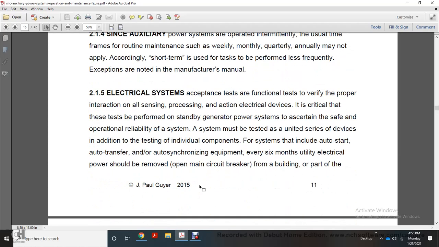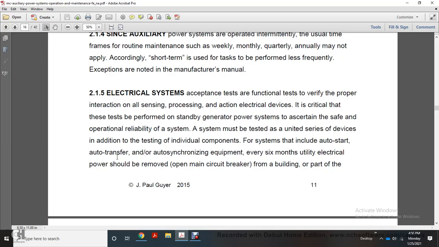2.1.5. Electrical systems. Functional tests verify the proper interaction of all sensing and processing electrical devices, and it is critical that these tests be performed on a standby generator power system to assure that the system will operate reliably. The system must be tested as a unit, as well as the devices. In addition, test individual components of the system, including the auto start, auto transfer, and auto synchronizing equipment.